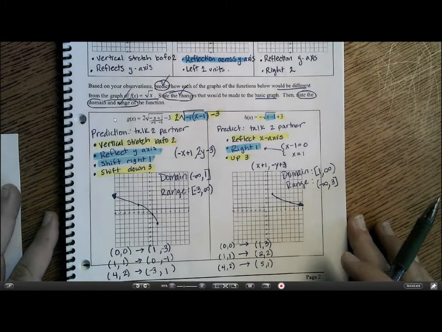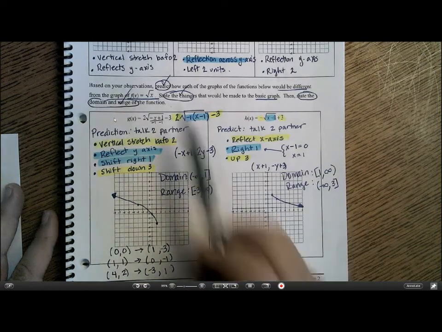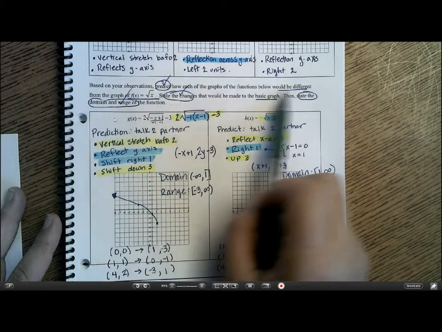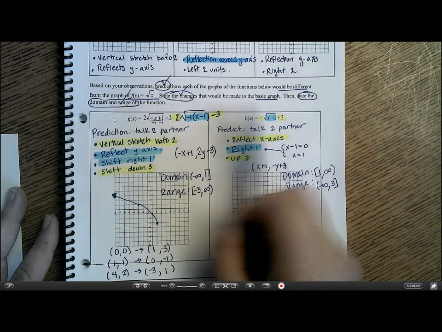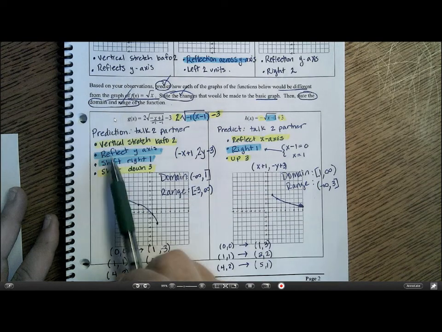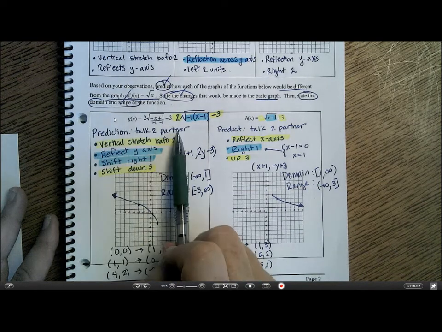So on this particular set of problems, we were supposed to predict how the graphs would be different from the original parent. We were going to state the changes, and then we were going to state the domain and the range. So in class, I wanted you to talk to your partner.